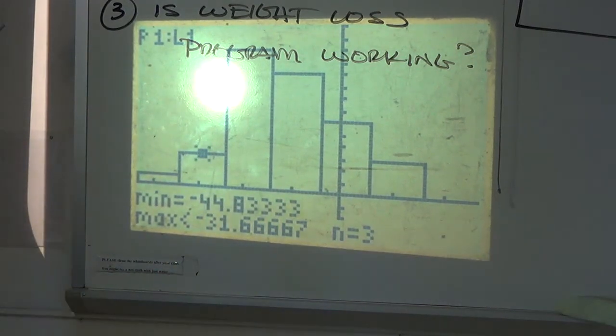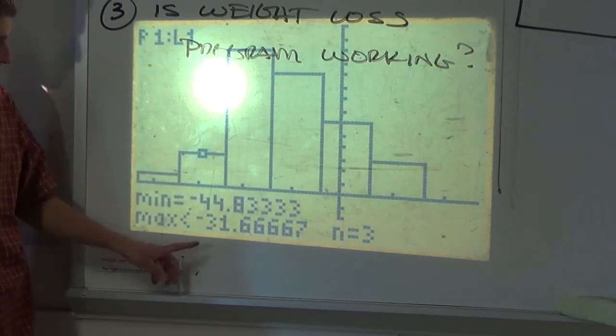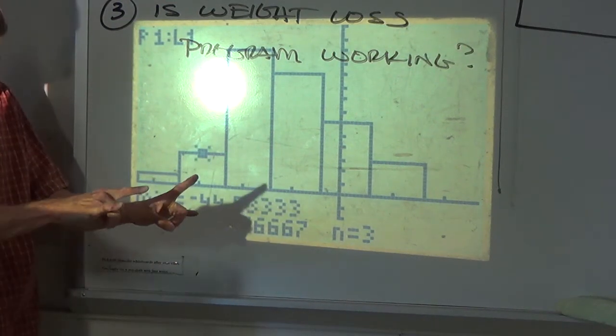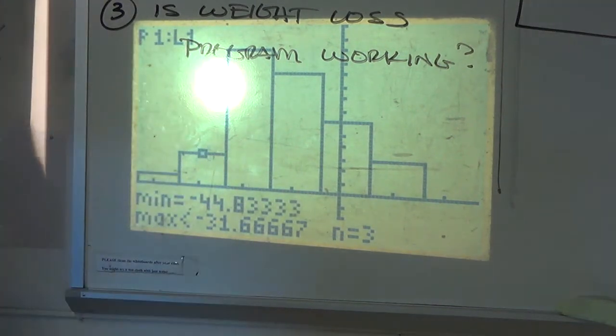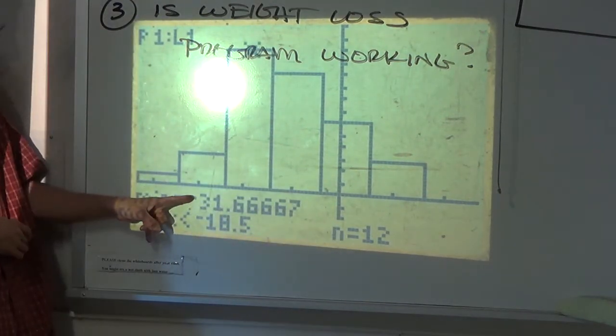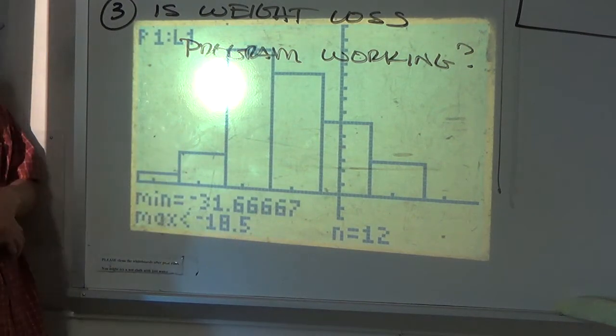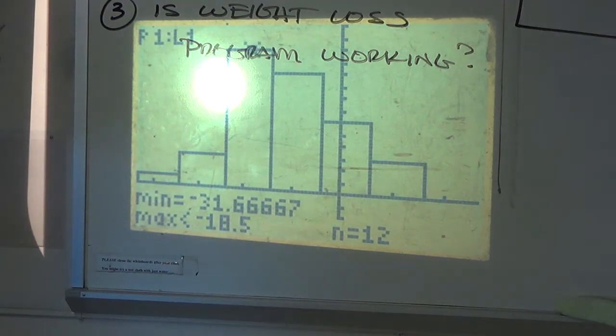It now tells you between negative 44.8333333 pounds and negative 31.666666 pounds, there are 3 data points. And if you keep scooching and going, there are now 12 data points between negative 31.666 and negative 18.5. It's going to keep doing this for all of them. I have no problem with that.